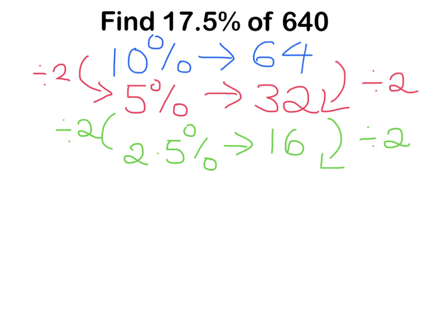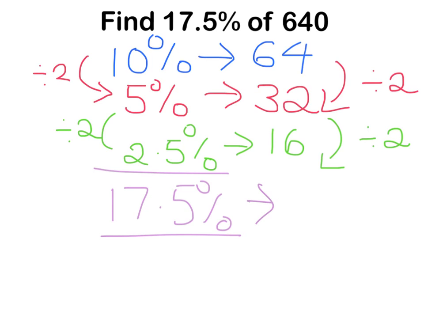So now what we've got so far is 10%, add on another 5%, add on 2.5%, which gives me a total of 17.5%, which is what we were looking for in the question. So this 17.5% is 10%, add 5%, add 2.5%. So I've also got to add up 64, 32 and 16, which gives me 112. So 17.5% of 640 is 112.